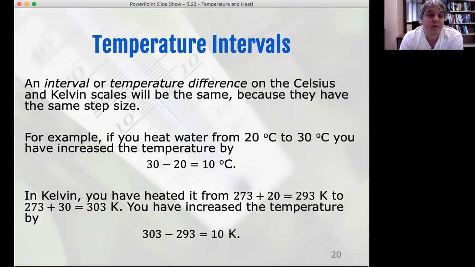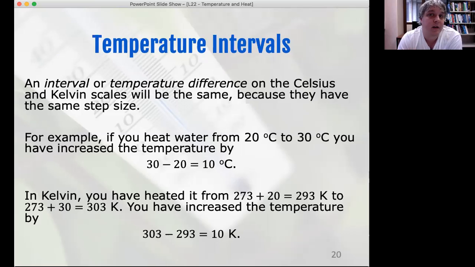So it's important to remember that if you have an actual temperature, so if you said 20 degrees Celsius as the temperature of a room, then you would need to convert it to Kelvin in order to get the actual temperature in the room, which would be 293 Kelvin. But if you've got a temperature difference, if you say this object has increased in temperature by 15 degrees Celsius, then it has also increased in temperature by 15 Kelvin. There's no conversion needed. They have the exact same step size.